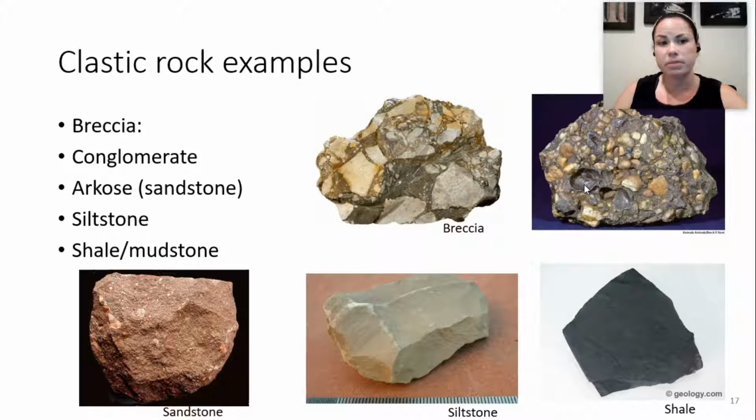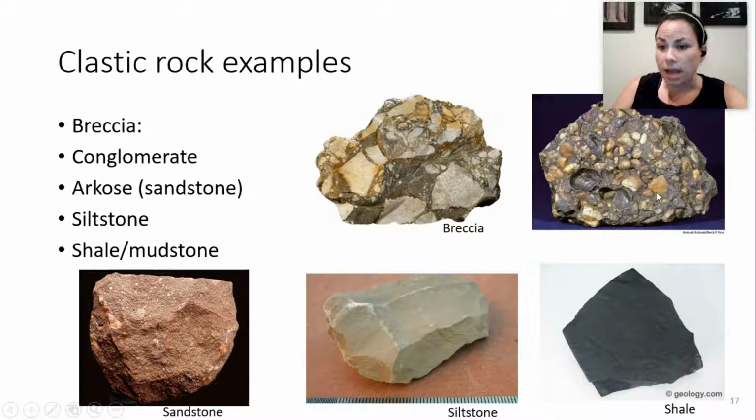So here's some examples of that. Here's a picture of breccia. You can see that this has very poorly sorted and very angular looking clasts. This clast is a very different size than the clast next to it. Next, we have conglomerate. So these clasts are a little bit similar in size.